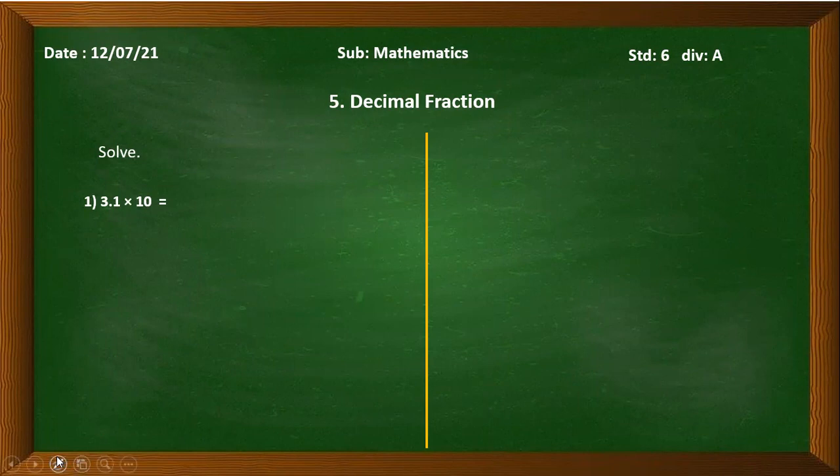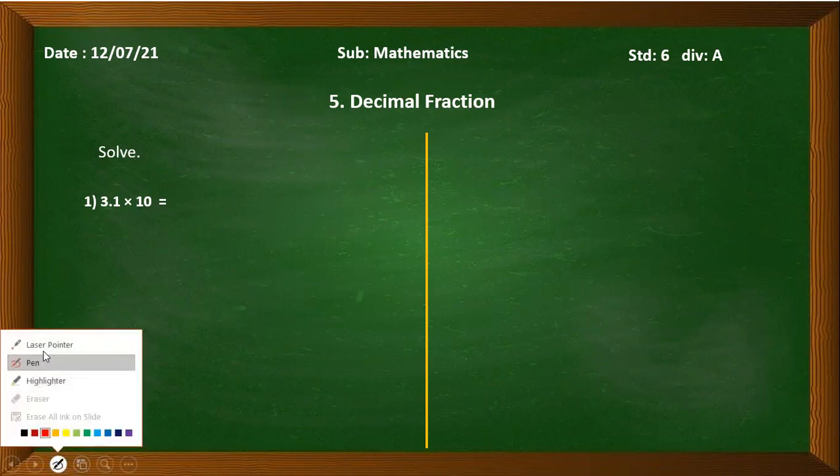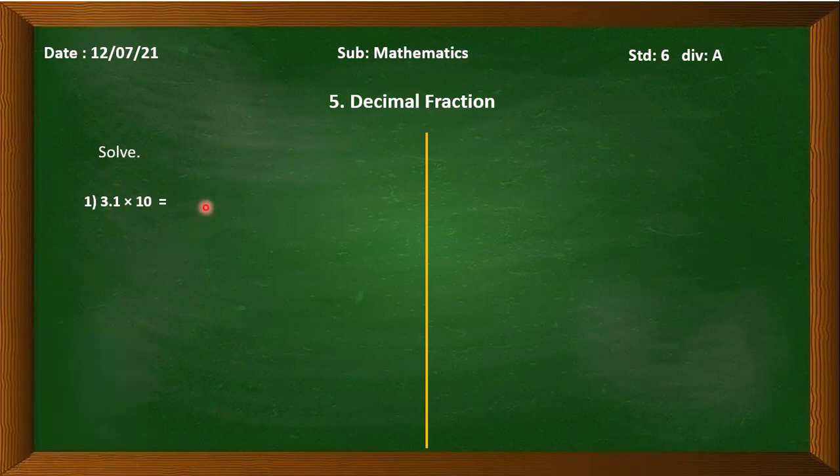So can anyone tell what will be the answer? 310. Yes, by multiplying 31 and 10, we will get 310. And after putting the decimal point in 3.1 and solving, what will be the answer? There is only 1 decimal. Yes, the 0 will get eliminated because it is coming after the decimal, right? The answer is 310.